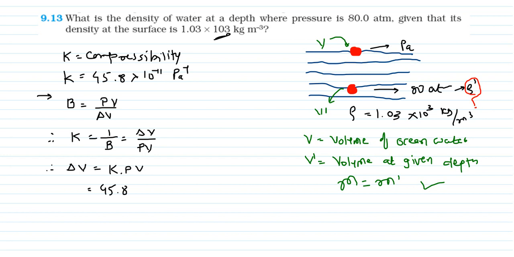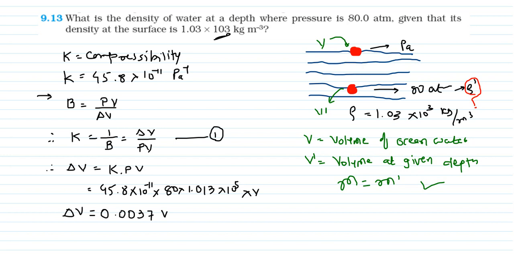Okay, what is the K? K is 45.8 into 10 raised to minus 11. What is the pressure? 80 atmosphere. Atmosphere has to be converted into Pascal, that is 1.013 into 10 raised to 5. V we keep as it is. So our delta V will be 0.0037 V, it will be in the form of V. You can say it is equation number 1 and equation number 2.